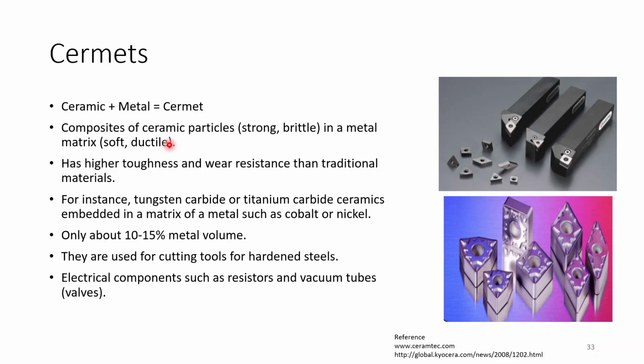For instance, tungsten carbide and titanium carbide ceramics are embedded in a matrix of a metal such as cobalt or nickel, only about 10 to 15% of metal volume, and they are used for cutting tools for hardened steels, and electrical components such as resistors and vacuum tubes, valves, etc. And these are some of the products that are made with the help of cermets.